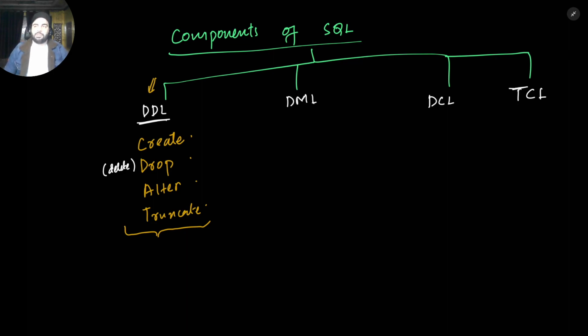Truncate also means deleting, but there's a difference between drop and truncate. By drop I mean you are deleting the whole table. Truncate just deletes the data in the table but keeps the table there. Let's suppose drop is some delete plus plus, so it deletes the whole table. When you apply truncate, it will just delete the data from the table, but it will keep the table there. Then we have data manipulation language.